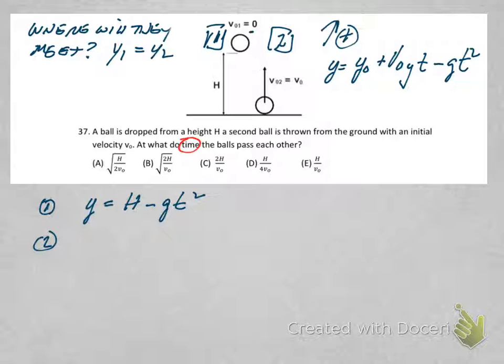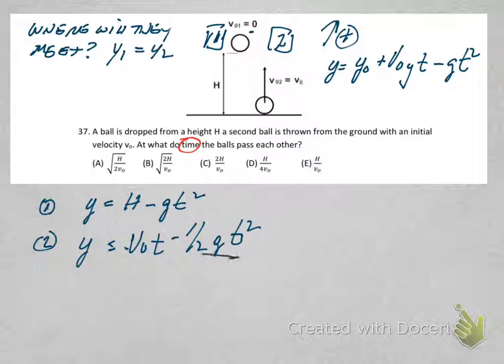For the second situation, again, it's going to meet at that same position. But in this case, we have no initial height, but we do have an initial velocity, so y equals v naught t, again, minus 1/2 g t squared.